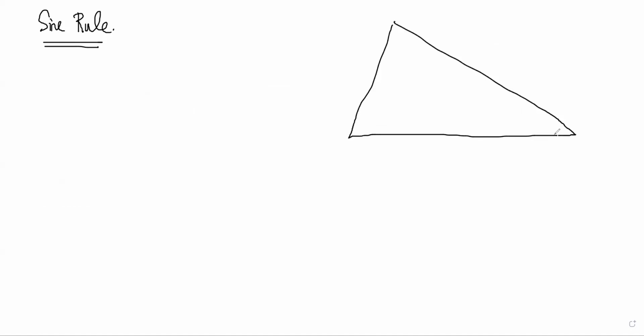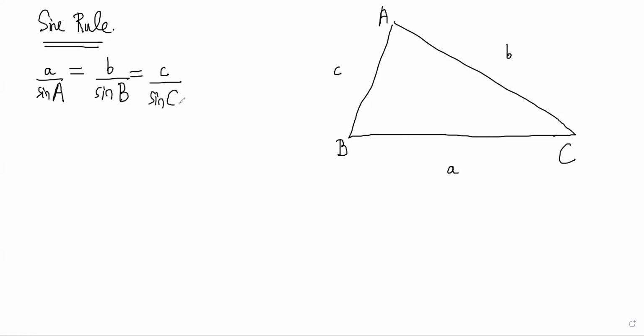Sine rule. So first of all, if you have a triangle like this, ABC, this side is A, this side is B, this side is C, right? Now, in this triangle, it is very easy to prove a basic version of sine rule. Sine rule basically says A by sine A is equal to B by sine B is equal to C by sine C is equal to 2 capital R.